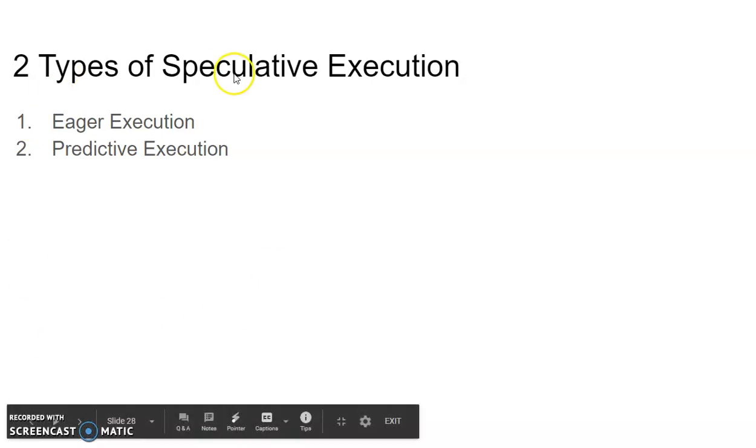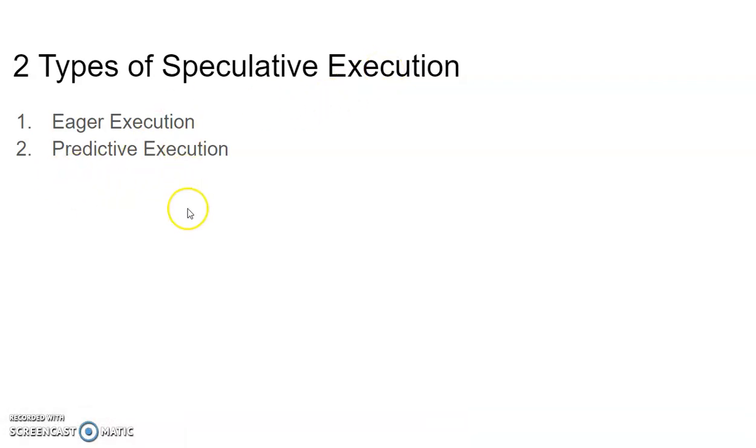So speculative execution closes this gap by keeping the CPU always busy, and it minimizes the time it spends waiting. Thus the overall performance of the system will be improved. Basically, we have two types of speculative execution, that is eager execution and predictive execution.